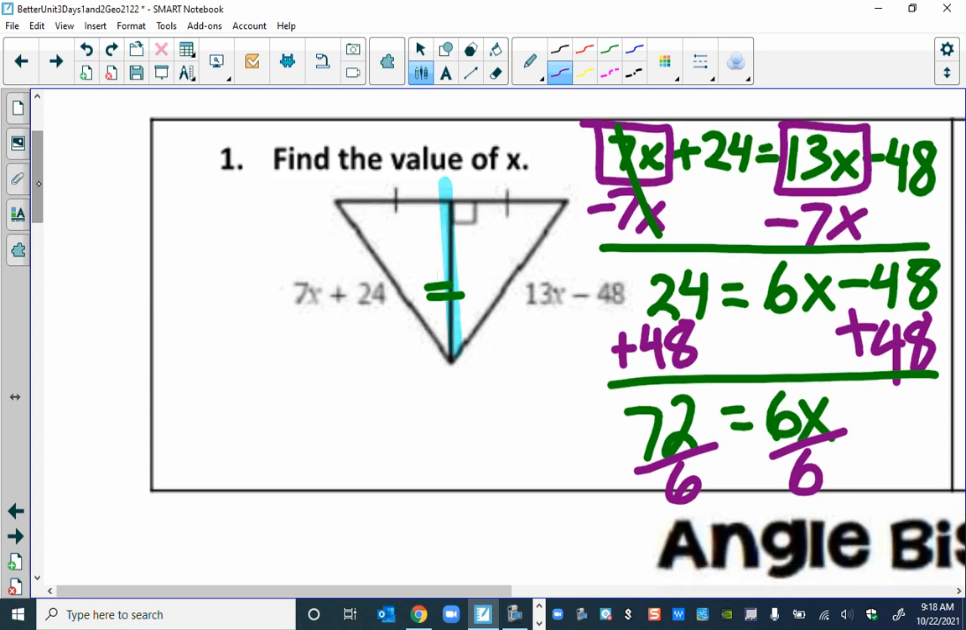So 72 divided by 6 gives us what answer? 12. X is 12. I'll just put that last step over here.